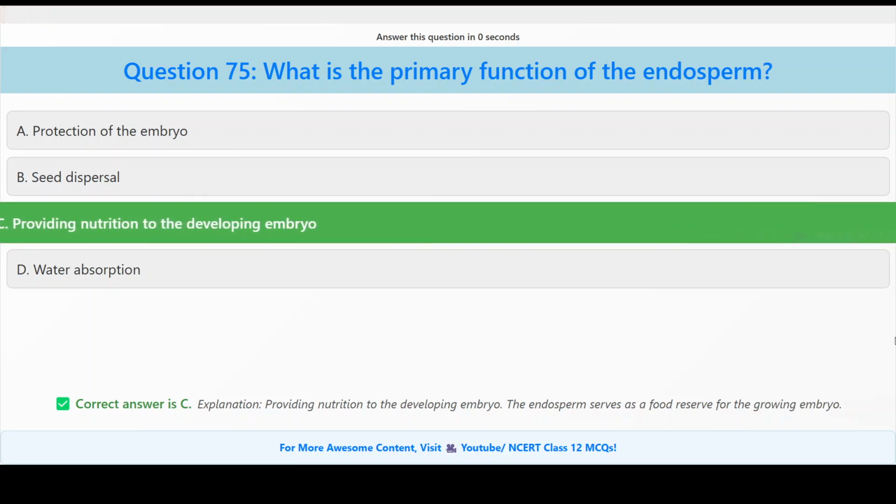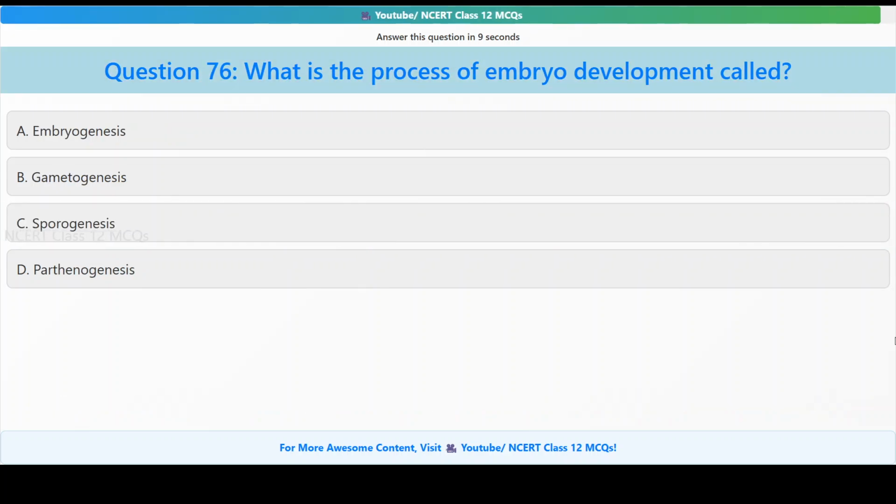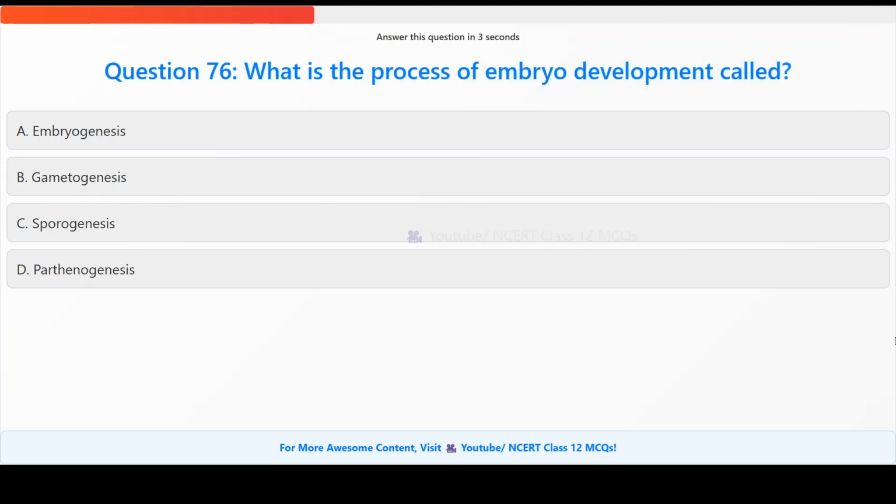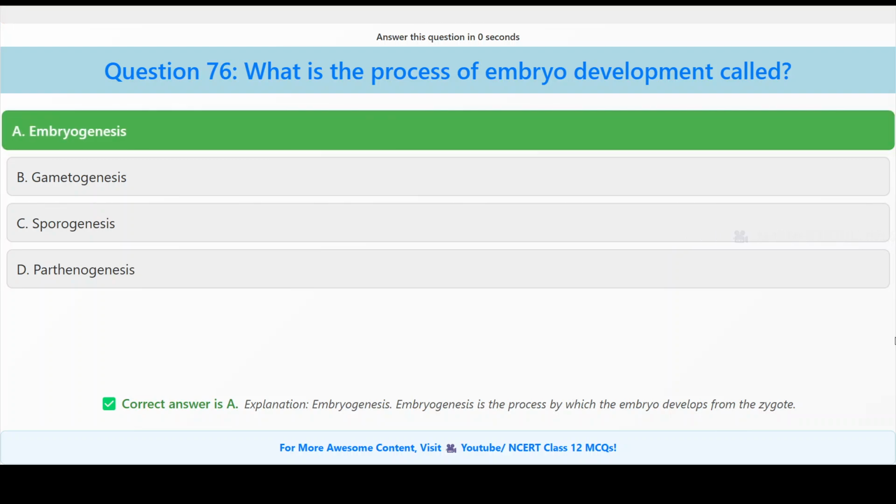Providing nutrition to the developing embryo. The endosperm serves as a food reserve for the growing embryo. Question 76. What is the process of embryo development called? Embryogenesis. Embryogenesis is the process by which the embryo develops from the zygote.